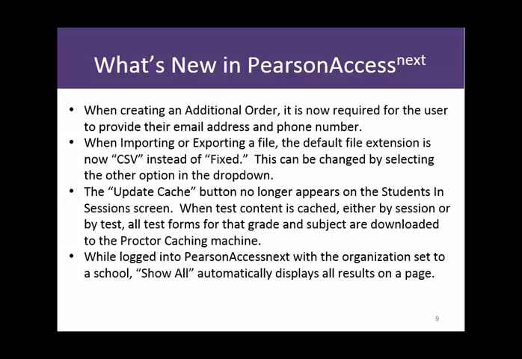Also new in Pearson Access Next, when creating an additional order, it is now a requirement for the user to provide an email address and phone number. When importing or exporting a file, the default extension is now CSV instead of fixed. You can easily change back to fixed by selecting the other option in the drop-down, but the majority of users use CSV files for importing and exporting files.